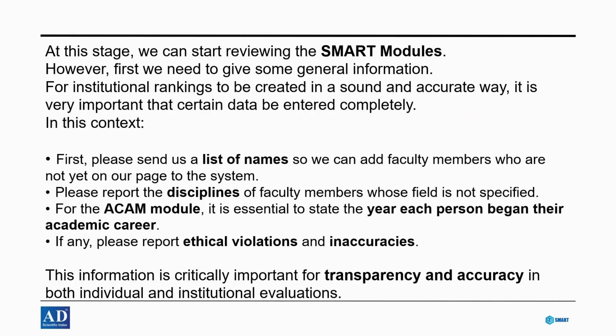Before we proceed, it's important to share some general information. To ensure accurate and reliable institutional rankings, all data must be entered completely. Please send a list of names for any faculty members not yet included in the system. Also, report the disciplines of members whose fields are unspecified, and for the ACAM module, provide the year each person began their academic career. If there are any ethical violations or inaccuracies, please report them as well. This information plays a crucial role in maintaining transparency and accuracy for both individual and institutional evaluations.